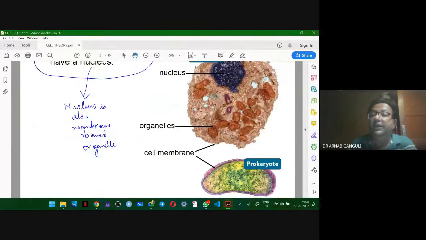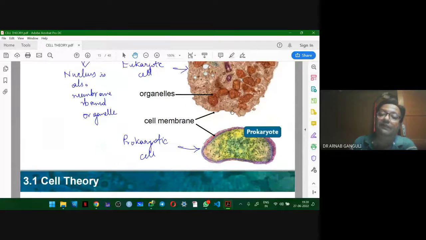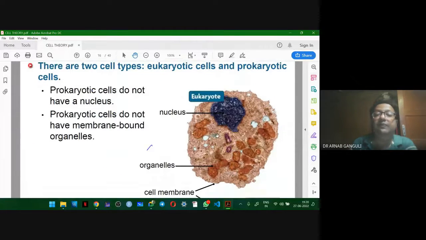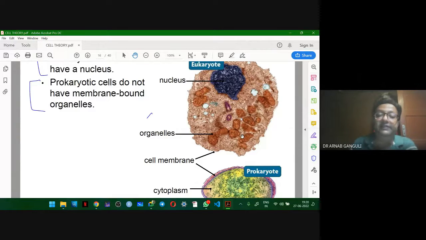Now you can clearly see this is a eukaryotic cell. And this is a prokaryotic cell. Prokaryotic cells do not have a nucleus. Prokaryotic cells do not have membrane-bound organelles.